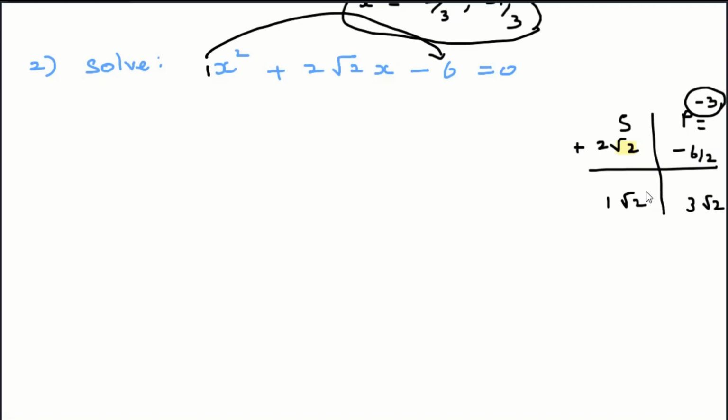Again, the product is negative, so this sign is to be attached to the greater number, here it is 3. So here it is plus 3, the smaller number is 1. So this is how it is split.